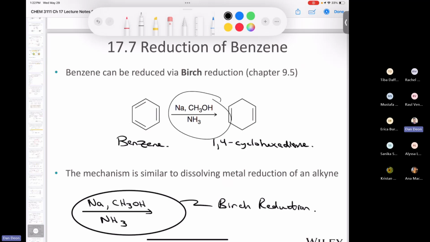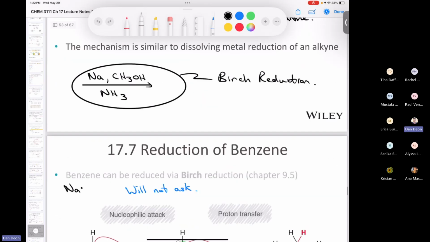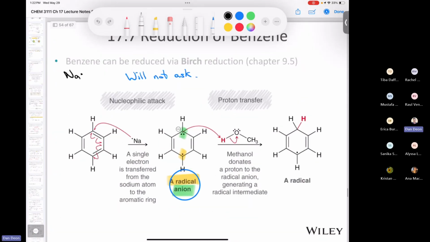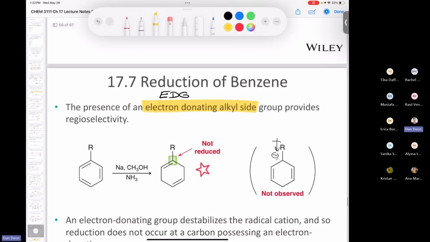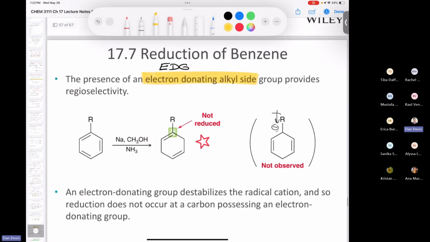Sodium, methanol, and ammonia. So we said it goes through an intermediate called a radical anion. And I said, I'm not going to ask you this mechanism, but the radical anion is pertinent because it's got a negative charge. And so if you have an electron donating group, that carbon is not going to be reduced. Why? Because it's donating electron density, and it would be counterintuitive to put a negative charge there on the carbon that's highlighted in green if the R group is already donating electron density, okay?